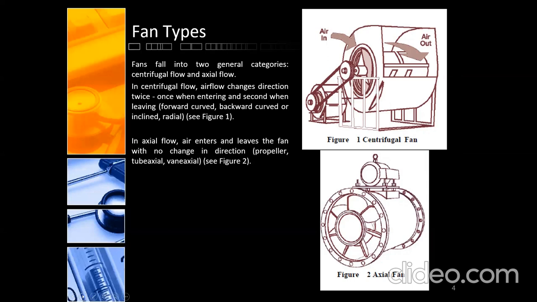Okay na sana yun. Category, centrifugal flow and axial flow. So, in centrifugal flow, airflow changes direction twice. Dito, in, then, ikot siya pataas sa palabas doon. Yan ang in niya, di ba? Once when entering and the second when leaving. Forward curve, backward curve, or incline, radial, figure 1. And axial flow, air enters and leaves the fan with no change in direction. Propeller, tube axial, vane axial. Figure 2.